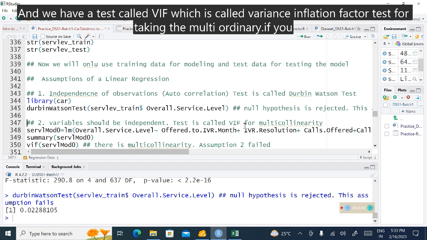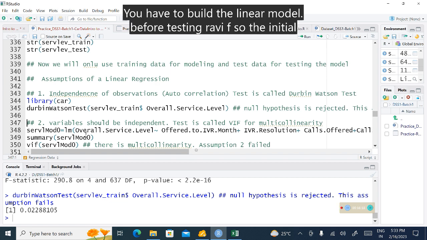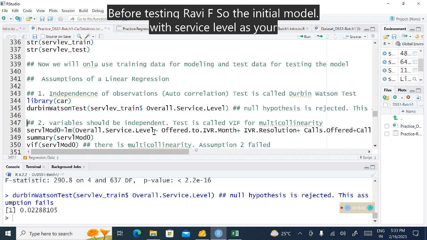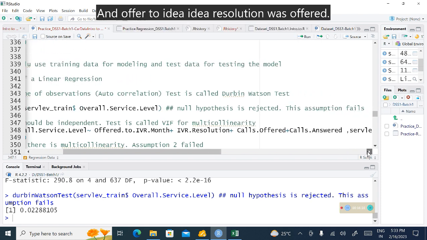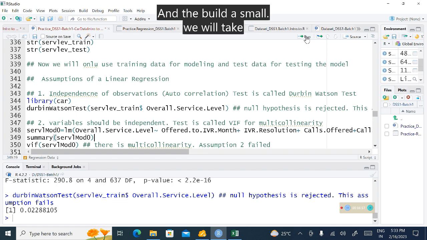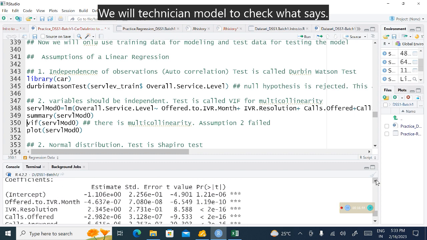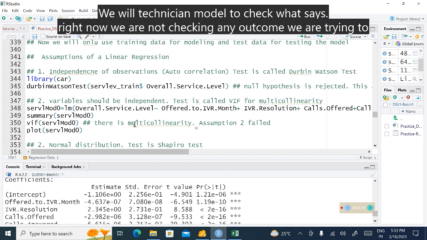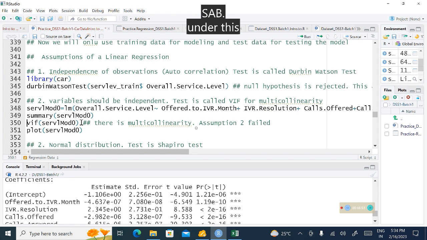If you have to check the VIF, you have to build the linear model before testing it. So the initial model has service level as your dependent variable, and offered, IVR resolution, calls offered, and call answered are your predictors. And we build an initial model to check what it says. Right now, we are not checking any outcome. We are trying to see the VIF or the multicollinearity.